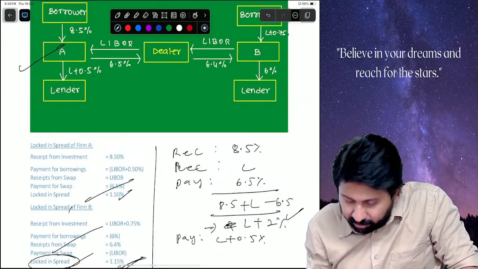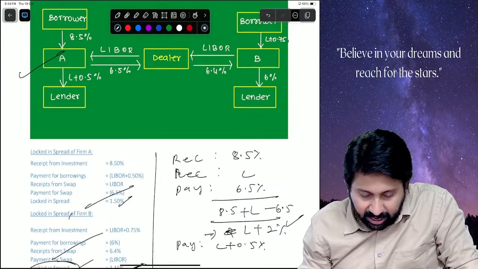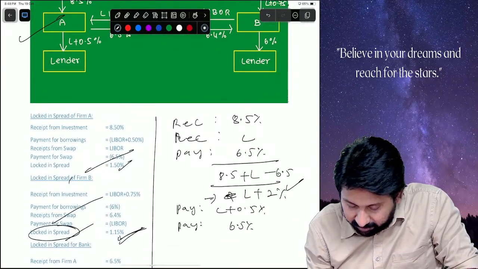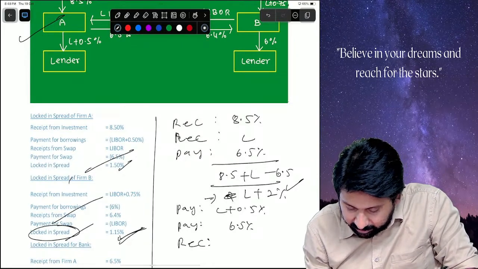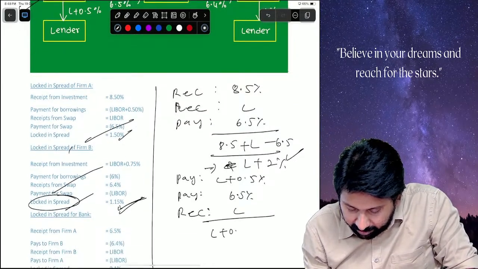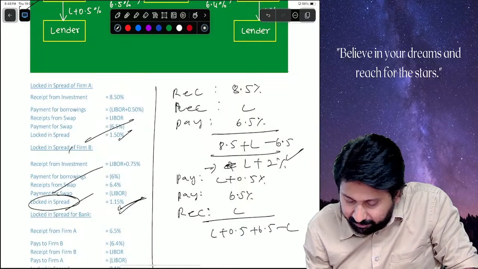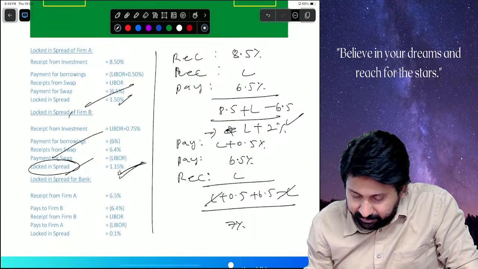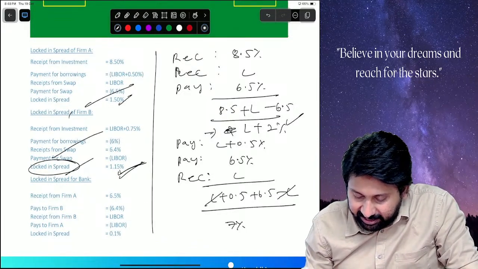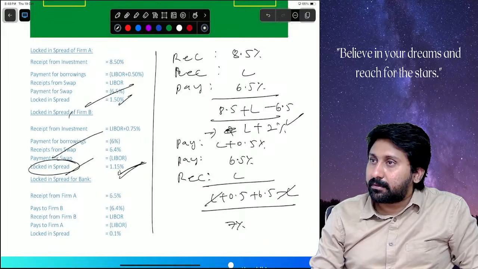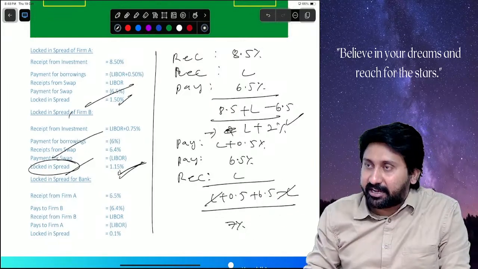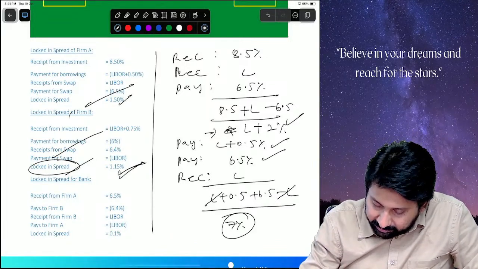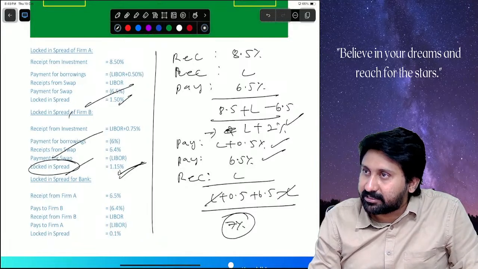Libor plus 0.5 originally. Correct? Next. I will pay how much? 6.5. I will receive how much? Libor. Tell me the net. Libor plus 0.5 plus 6.5 minus Libor. How much? 7%. This is the net payment or net receipt? See here, this is a payment or receipt? These two are payments, correct? These two are payments.